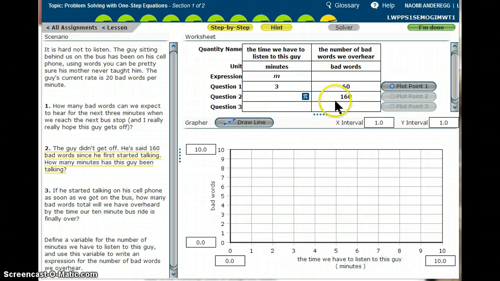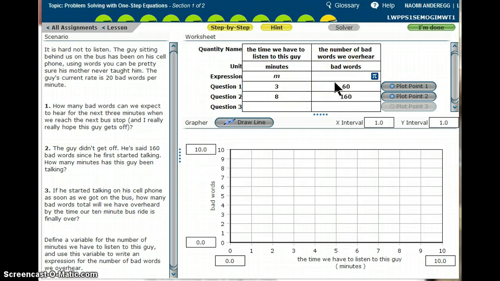Some number times 20 is 160. 160 divided by 20 is that number. So 20 times 8 is 160. I know that because I know 2 times 8 is 16. So 8 should be the number of minutes here. I'll have 8 times 20 gives me 160. So yes, it lets me know that's right. And from here, hopefully I've figured out that to get from here to here, I multiply by 20. To get from here to here, I divide by 20. From that, I can go back up and write my expression.